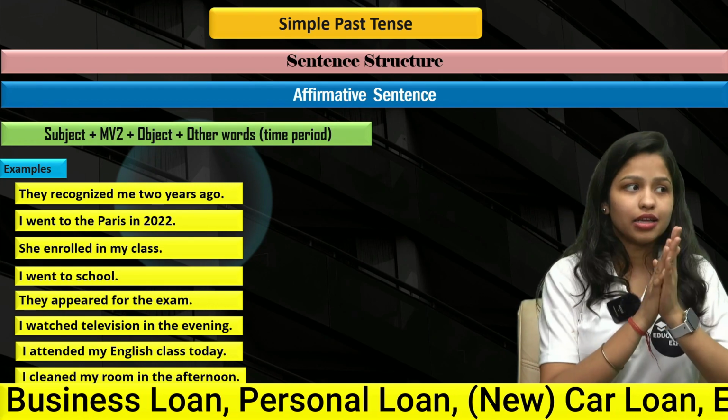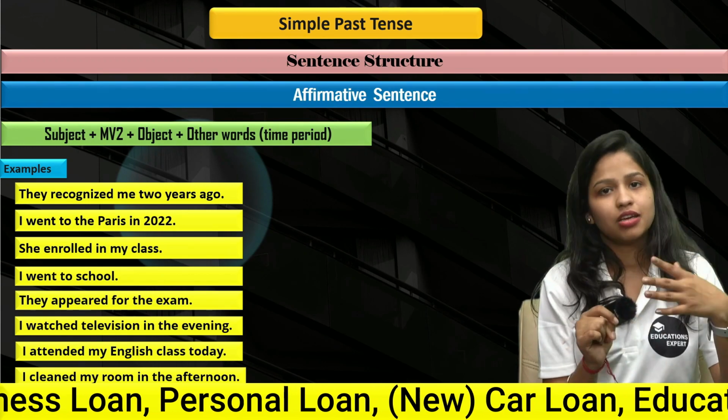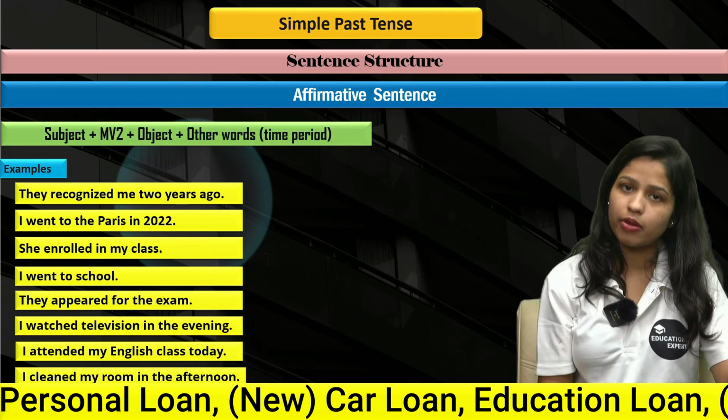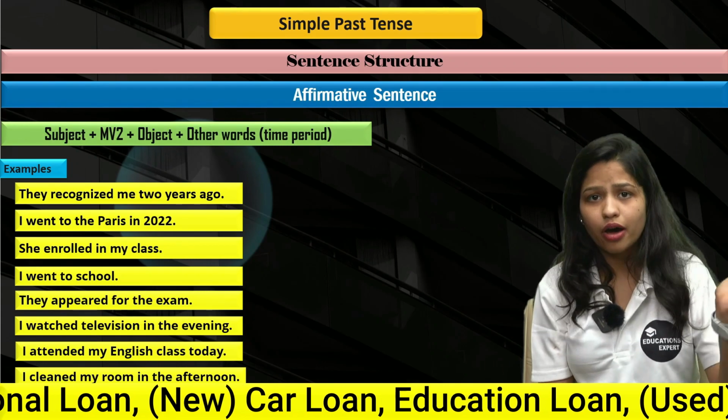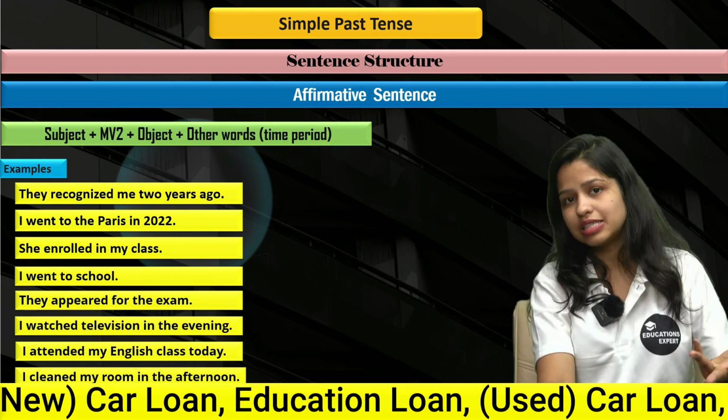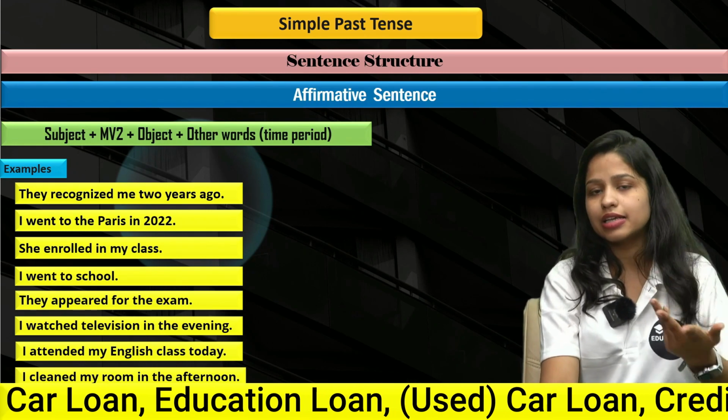Other than that, obviously, you don't need to care about the subject now because you just have to put the second form of the verb. It doesn't matter whatever subject you are having. Clear? So this is how you make affirmative positive sentences. Let's move forward and understand negative sentences.